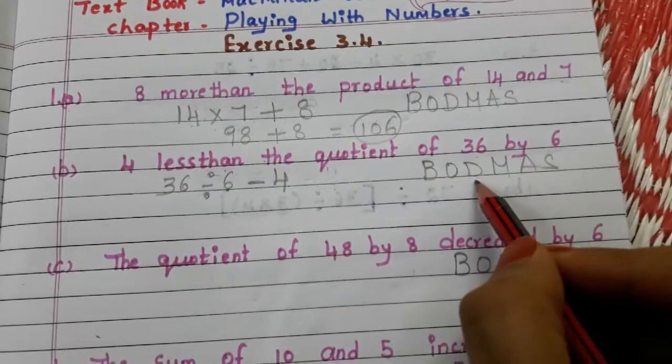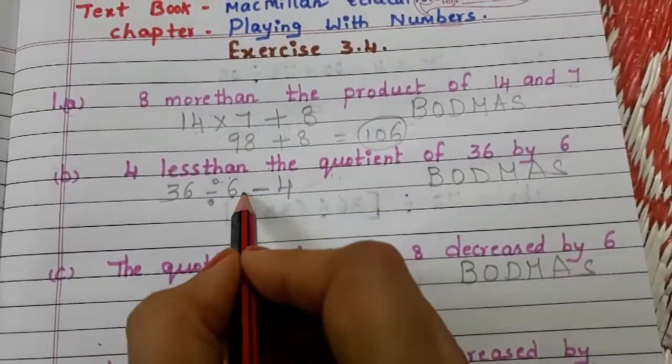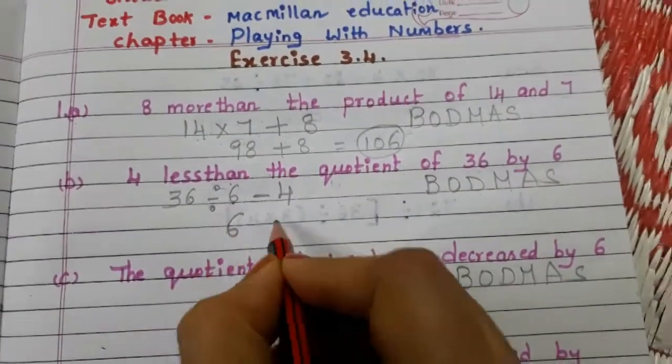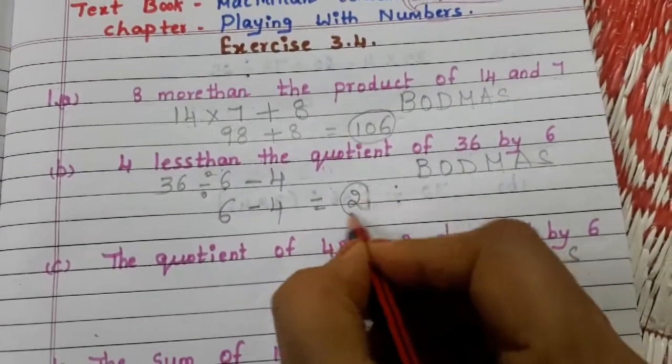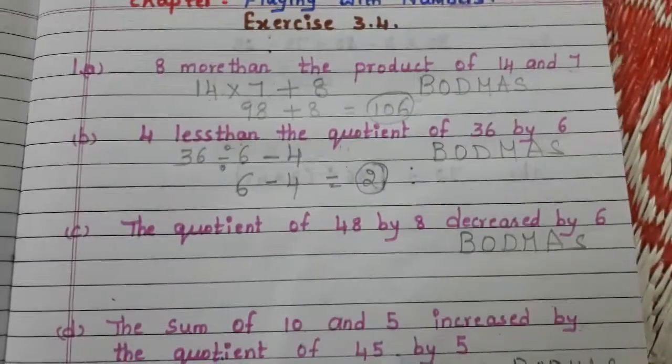In the BODMAS, which operation will come first? Division. 36 divided by 6 is 6, minus 4. 6 minus 4 is 2. So the answer is 2. Okay, let us go to C bit.